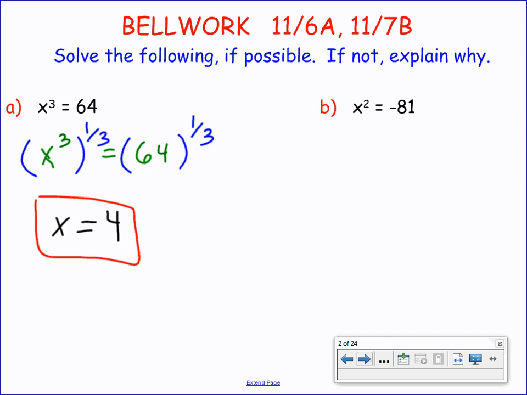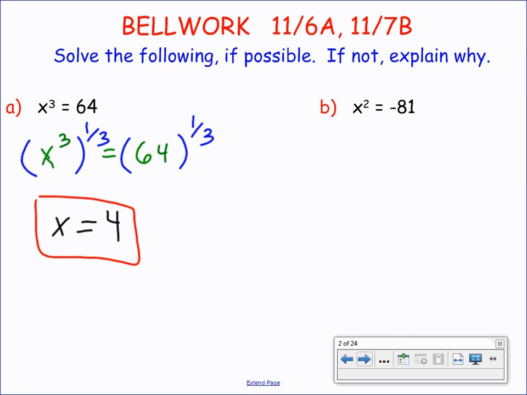All right, let's go ahead and take a look at our second one. In letter B, x squared equals negative 81. We know that we can undo squaring by taking the positive and negative square root. That's equivalent now to raising both sides to the reciprocal exponent, to the 1/2 power. So guys, from now on, an exponent of 1/2 means a square root.